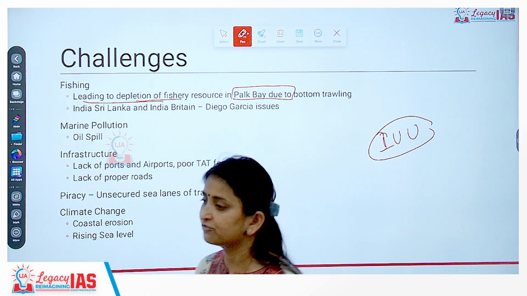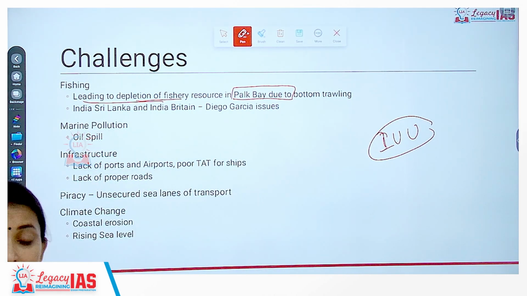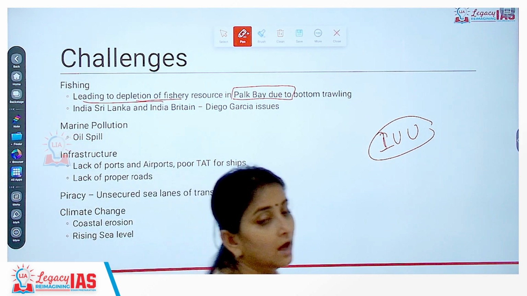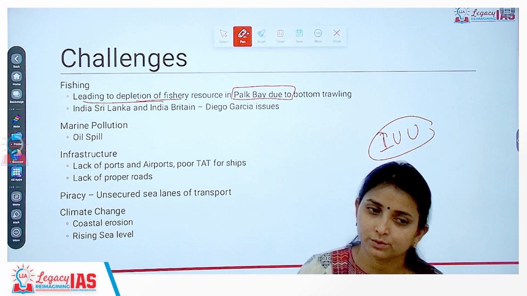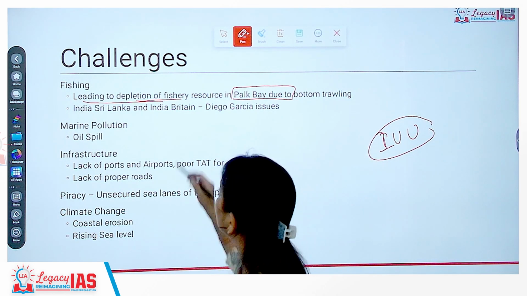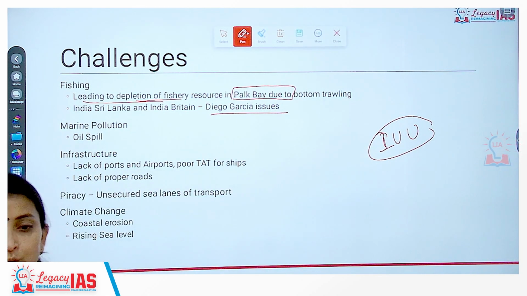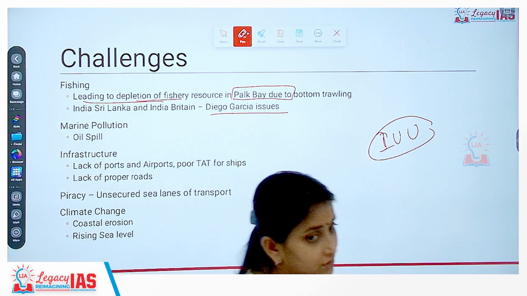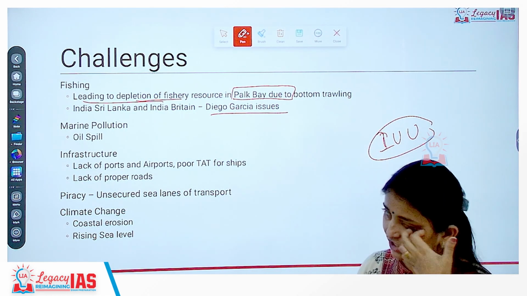So our fishermen will often tend to cross the international boundaries because maritime boundaries may not be very clear for fishermen. Plus, the same issue did happen with respect to India and Indian overseas territory in Diego Garcia Islands in 2023. So the same fishermen issue has been extended now to the India-Britain relationship also. So that is the existing problem in respect to the fisheries sector.